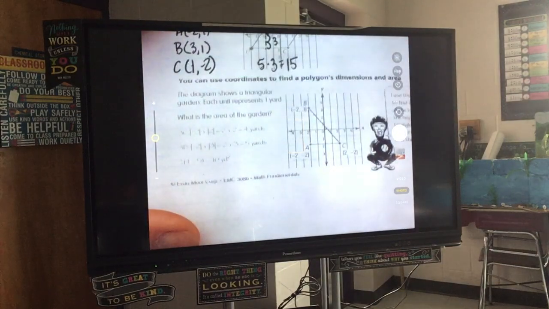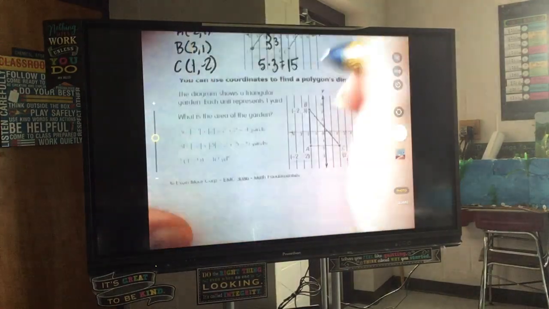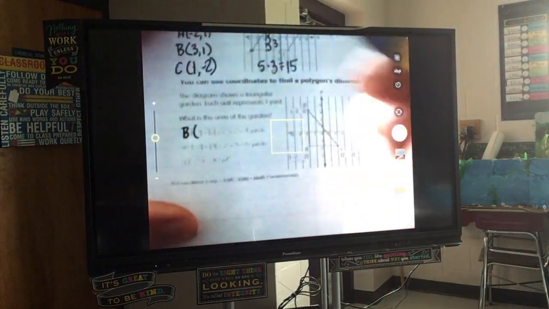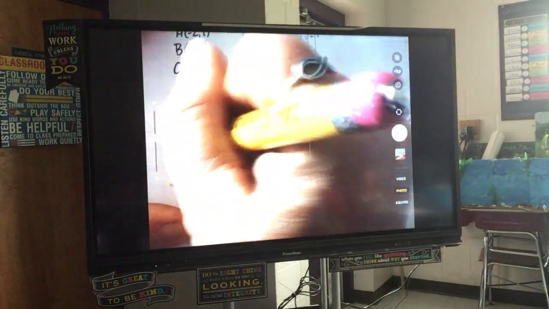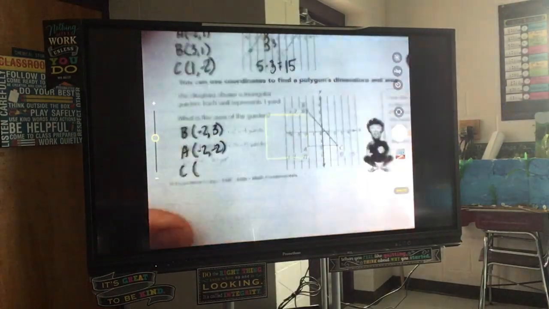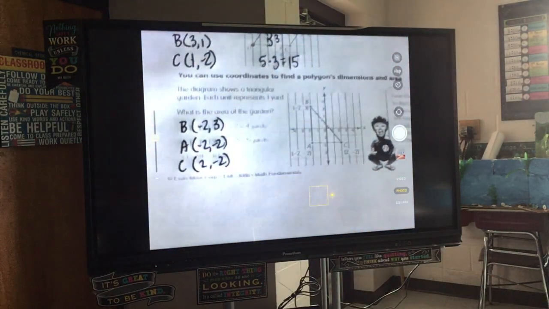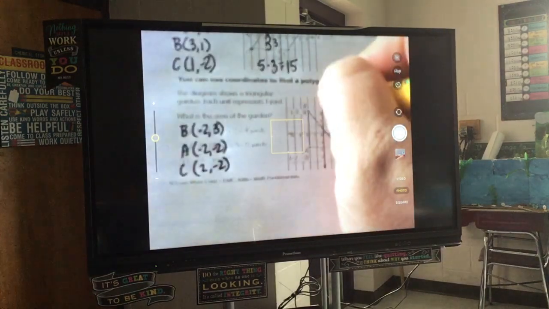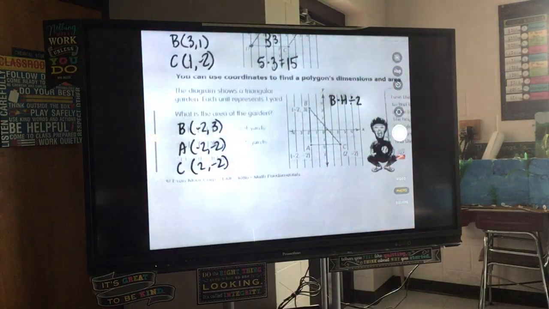Alright, I'm going to be very honest with you. I have no idea what any of that says. So we're just going to take the points. So B is -2, 3. A is -2, -2. And C is 2, -2. Alright, so I want you independently to find the area of this triangle. Remember, your formula for a triangle is base times height divided by 2. When you have your answer, stand up, please.